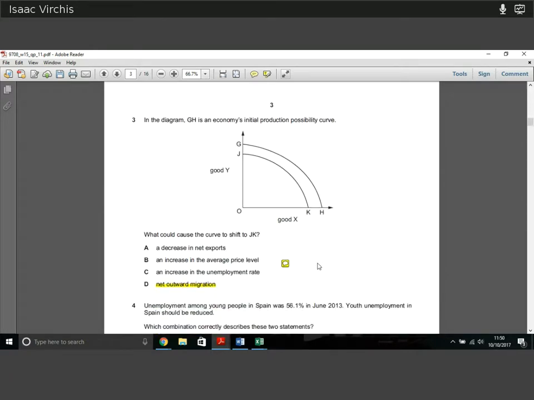Moving on to question three. In the diagram here, you can see you've got this economy with another PPF. GH is the original one, and you've got a shift into GK. The shift inwards of the PPF is caused by a reduction in the production capacity in the economy, so that all goods can basically be produced to a lesser extent. So we need something that's going to affect every good in the economy. You can't produce as much. And the answer here is net outward migration, because if you're losing workers in the economy, then you're not going to be able to produce as many of the goods. Quite a simple shift.